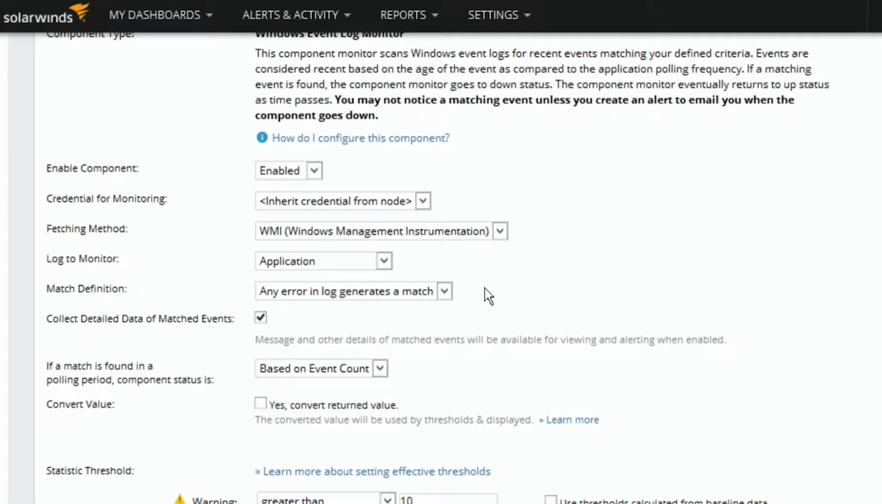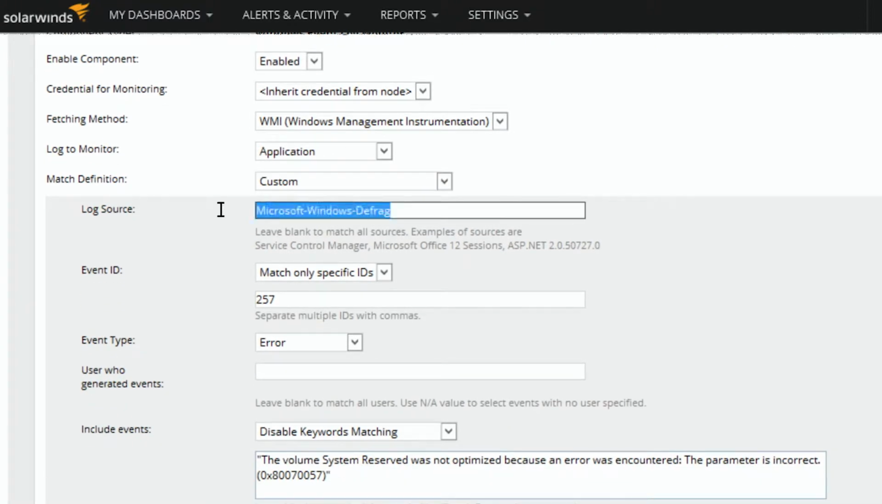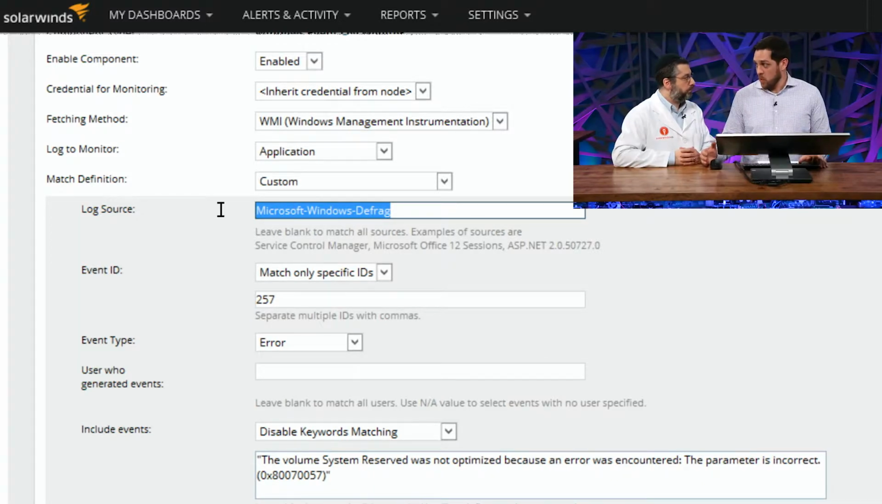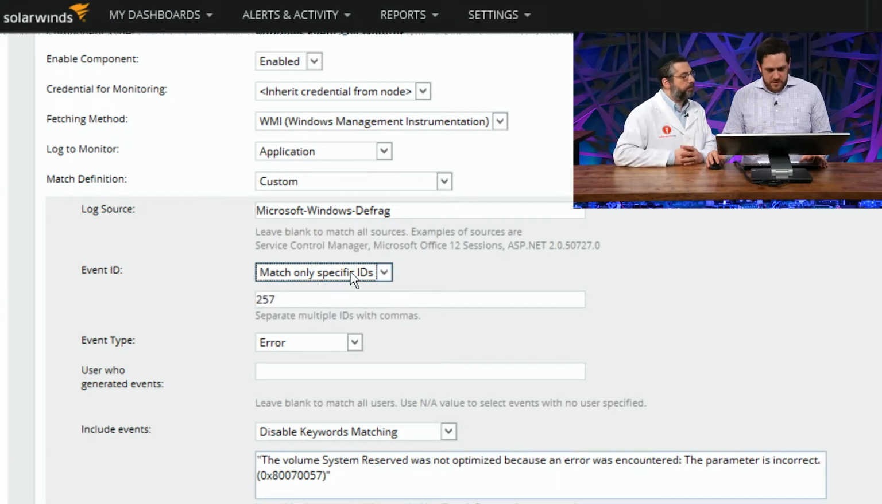So the next thing is match definition. We can look at any time the error pops up in the log, and that's a match. Or we can get a lot more specific. We can set that to custom, and then we can define the log source. So this is specifically what wrote to the event log. We can define aspects about the event ID, right? We can match a specific event ID. We can find all IDs within a certain criteria, or we can exclude specific IDs. So all the IDs except these. So we'll set this to match only specific IDs.